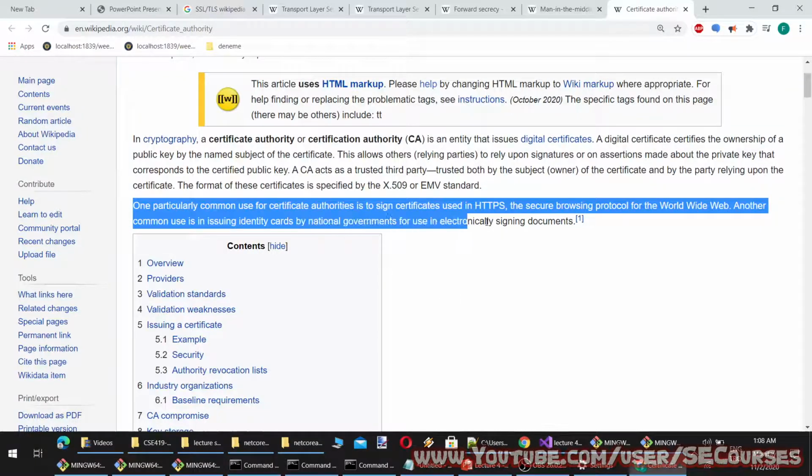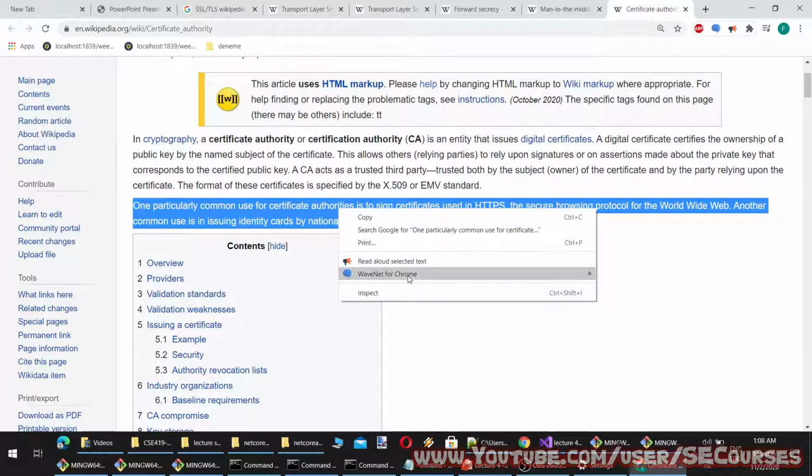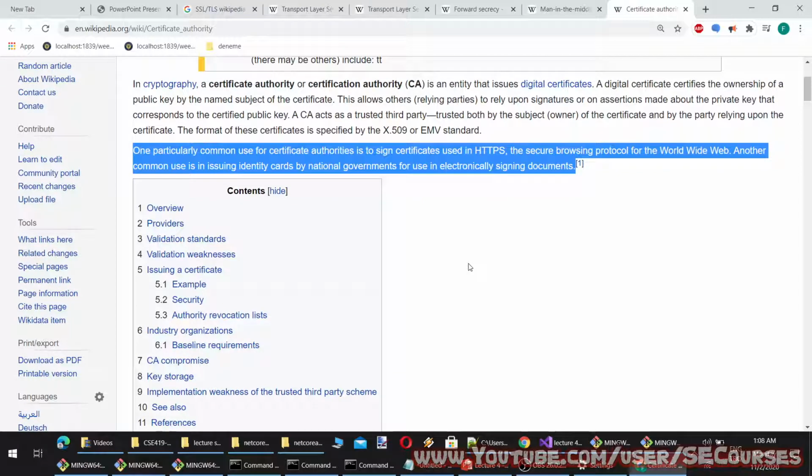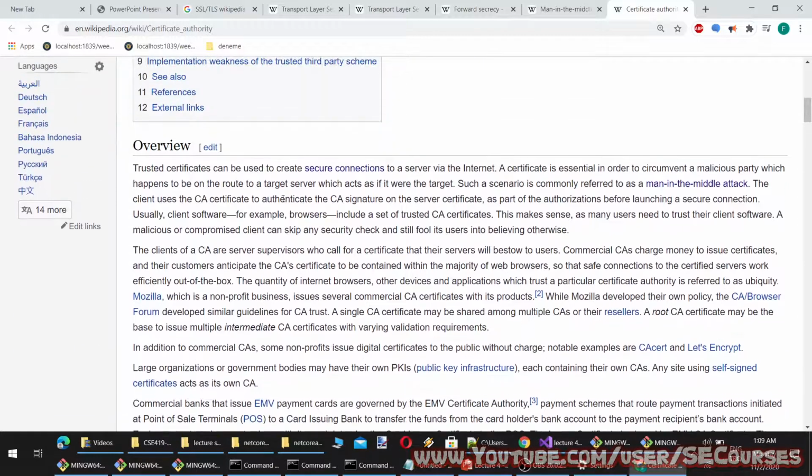The format of these certificates is specified by the X.509 or EMV standard. One particularly common use for certificate authorities is to sign certificates used in HTTPS, the secure browsing protocol for the World Wide Web. Another common use is in issuing identity cards by national governments for use in electronically signing documents.